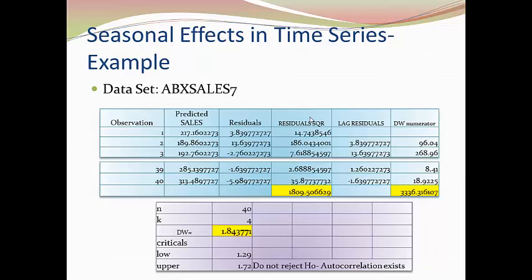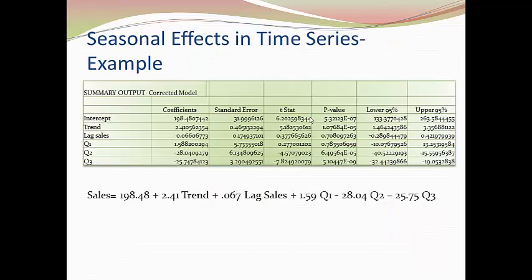So we do not reject H0. Autocorrelation does exist, so I will need to make a correction. And you can see when I go to run my model, the one that I'm going to be using, I have my trend variable, but then I also included lagged sales. So my value of lagged sales is the value of my previous sales.